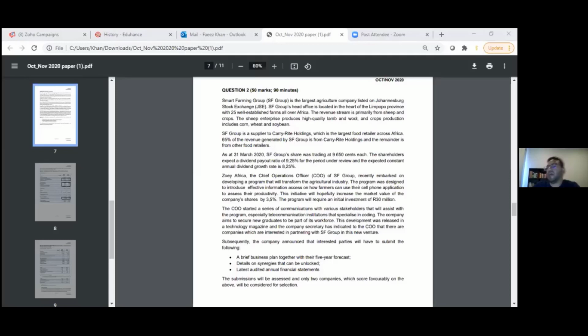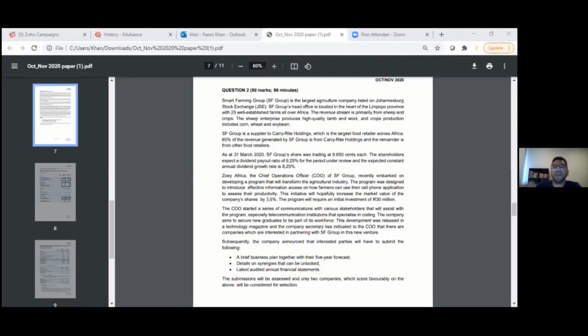Now, from an auditing perspective, as well as from a management, from a financial, from a MAC perspective, risk management over here, 65% is quite a huge percentage. So that is a concentration risk for this company. Because if Karyrite is the largest food retailer, that means their buying power is quite strong. Okay, so they have a high bargaining power. And as a result, they will have the power to decide who they want to bargain with.